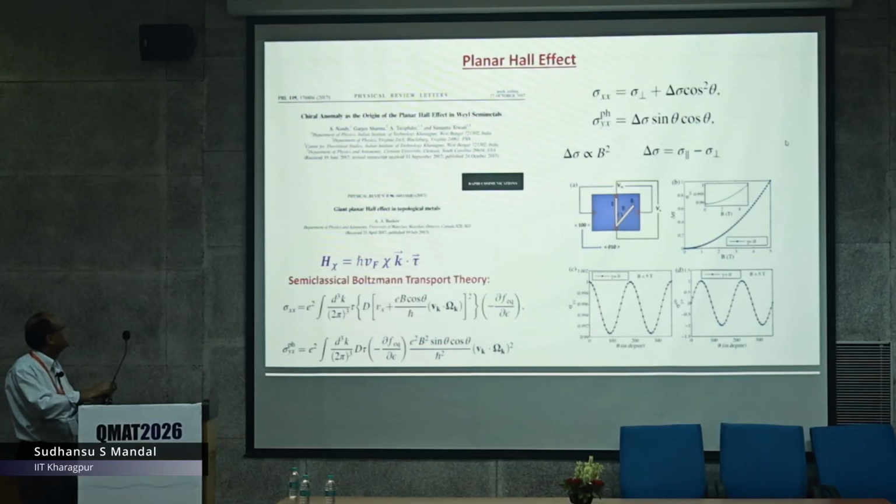These are the papers where the planar Hall effect was predicted in Weyl semimetals. This is the Hamiltonian for Weyl semimetals. I have written tau here on purpose because I calculate conductivities, which use sigma notation. Usually the convention is k dot sigma, but instead I have written k dot tau. Chi is the chirality, which is plus or minus 1 depending on left and right handed. Using this Hamiltonian, the calculated conductivities are sigma xx and sigma yx, which is the planar Hall.